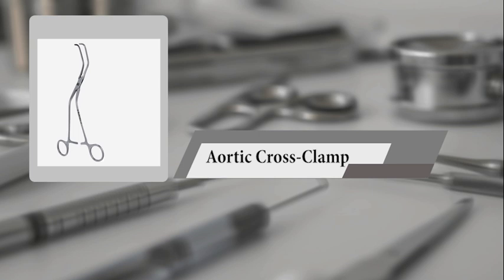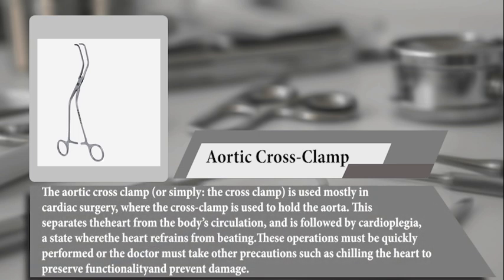Aortic cross clamp. The aortic cross clamp, or simply the cross clamp, is used mostly in cardiac surgery, where the cross clamp is used to hold the aorta. This separates the heart from the body's circulation, and is followed by cardioplegia, a state where the heart refrains from beating. These operations must be quickly performed, or the doctor must take other precautions such as chilling the heart to preserve functionality and prevent damage.